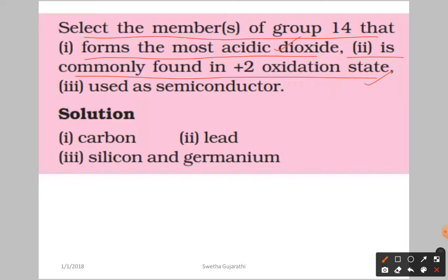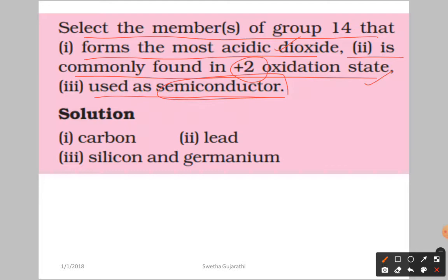Okay, here we have the group oxidation number plus 4, isn't it? But even though plus 4 is there, the most stable oxidation state is plus 2 for the element they are asking about. Third question, the elements which are used in semiconductors. Okay, these are the three questions.